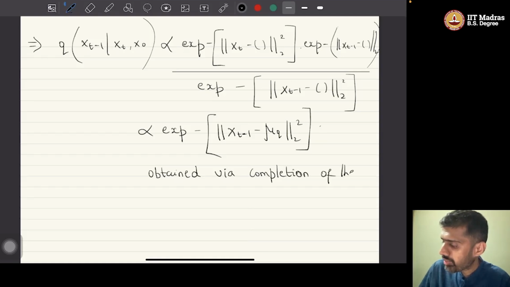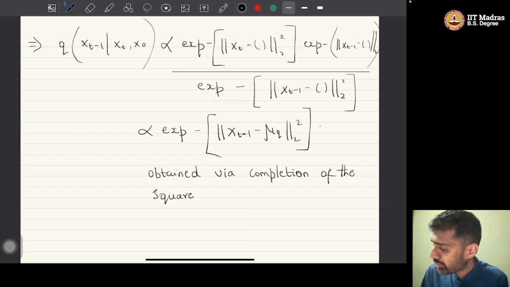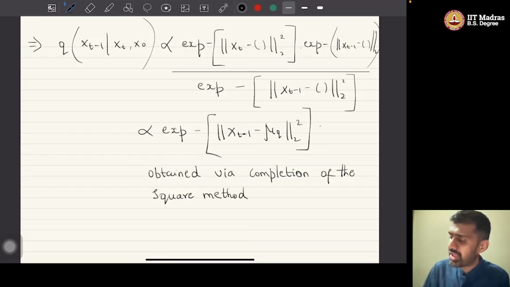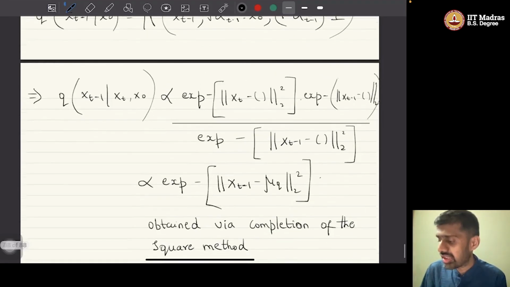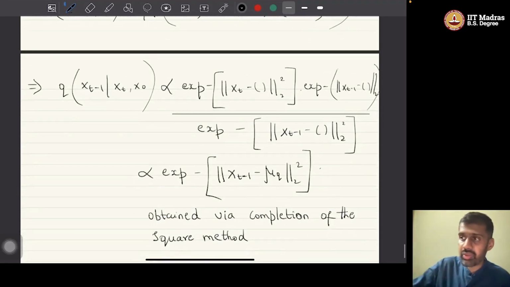Completion of the square method. I will skip this algebra here because it can be found in any standard monograph or paper. So you can simply plug in all these expressions for these multivariate Gaussian distributions and complete the square in terms of xt minus 1, and one would get it.